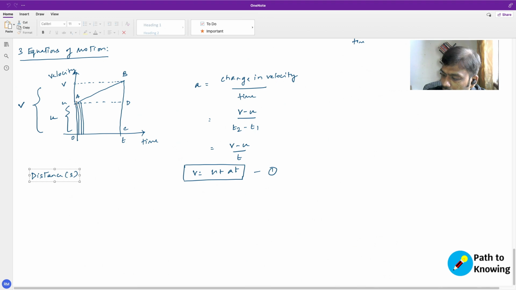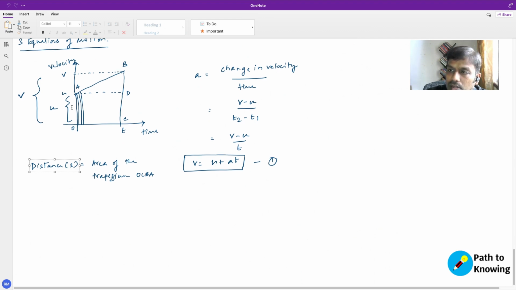So in a sense, your distance can be calculated as the area of the trapezium OCBA. I'm calling this trapezium OCBA. So that's what is going to be my distance. Now let us try to calculate the area of this trapezium. We know that this trapezium has two parts. There is a rectangle and there is a triangle here.